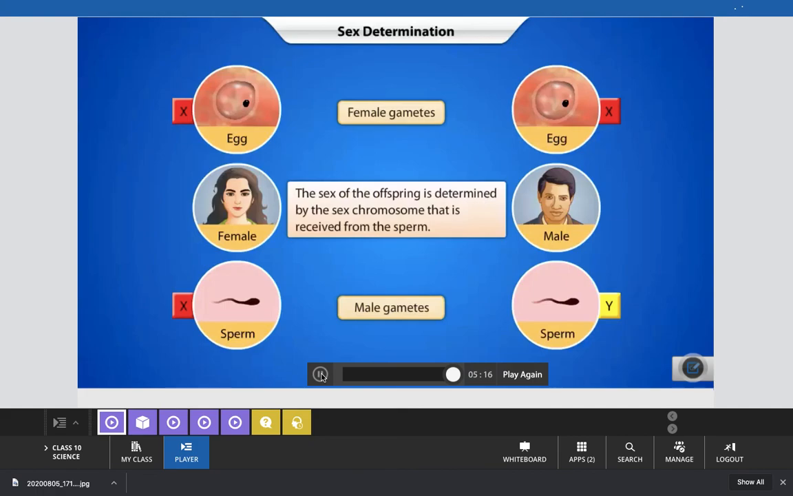Now, with that, I hope you will be able to understand the concept of sex determination in humans well. And with that, I will finish our today's class.